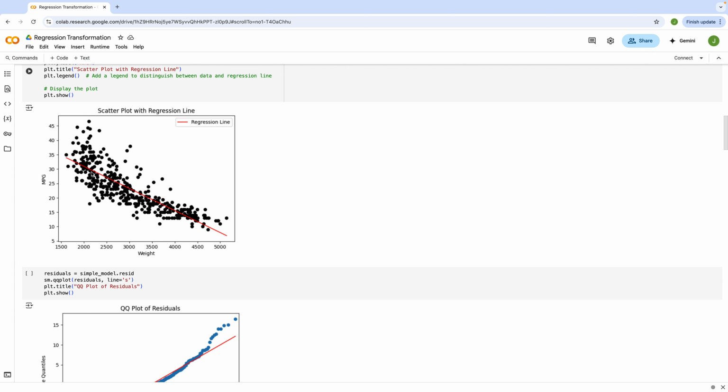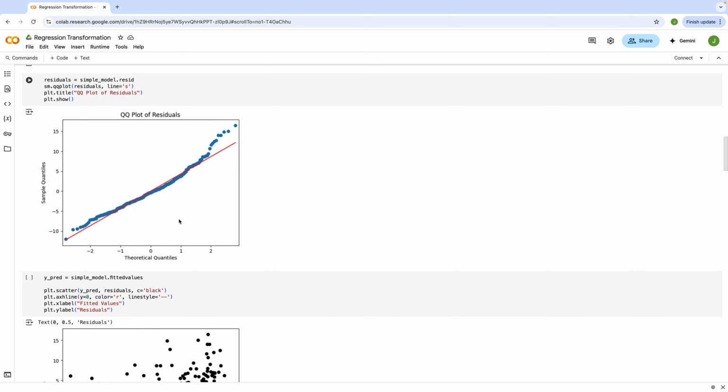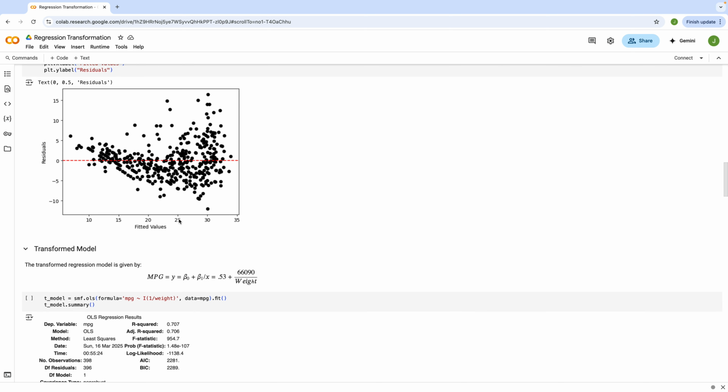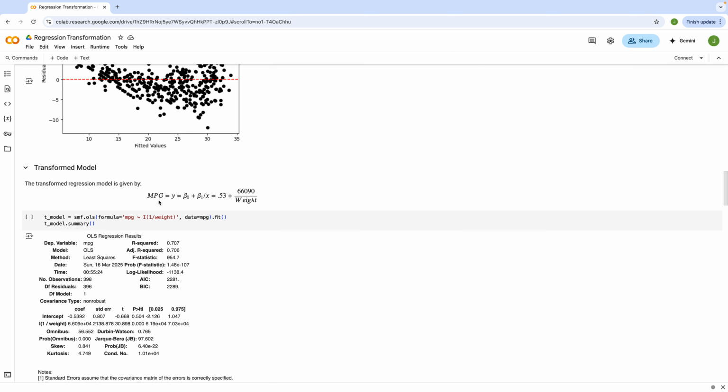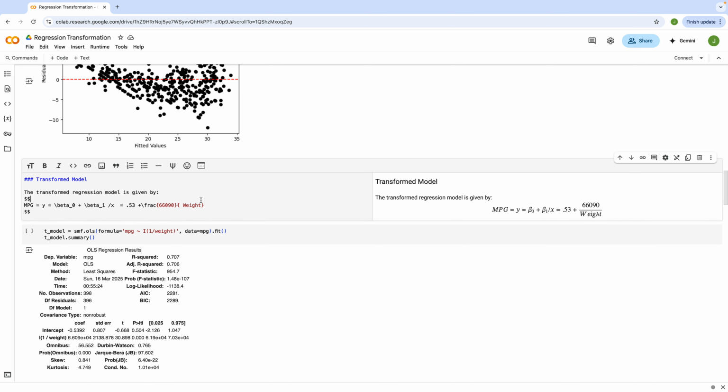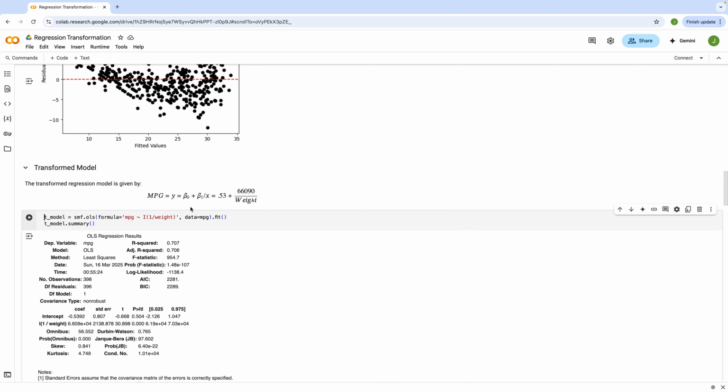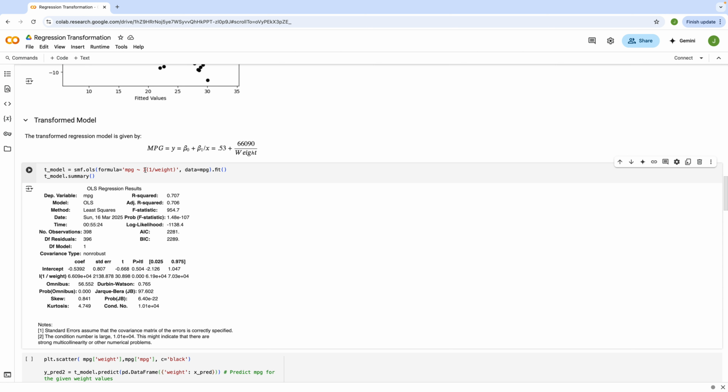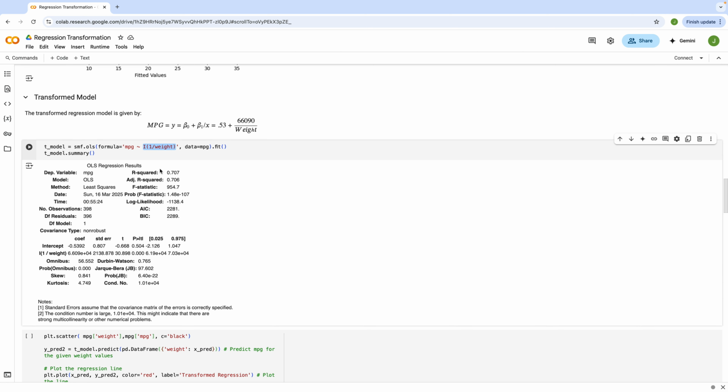Instead of imposing a straight line, what if I imposed a line that had some curvature to it? Perhaps something like a 1 over x transform. So we can do that, and this is called a transformed model. This is the model that we're going to implement: beta 0 plus beta 1 times 1 over x, where x is the weight variable. And if we do this regression, it looks like this. That's how the command works.